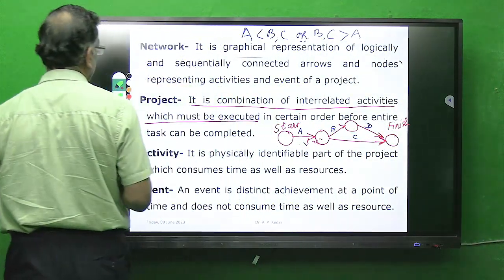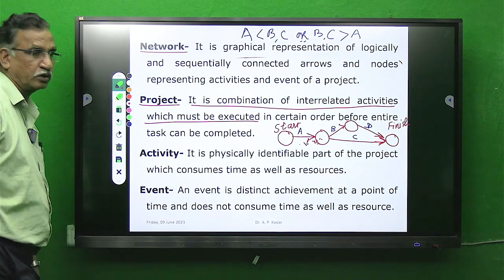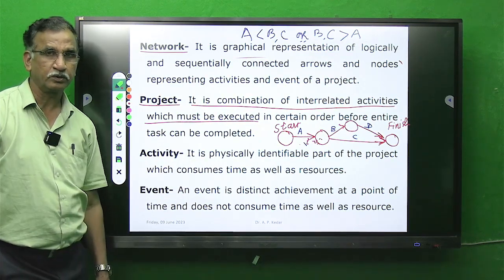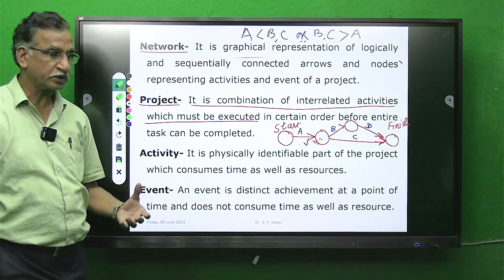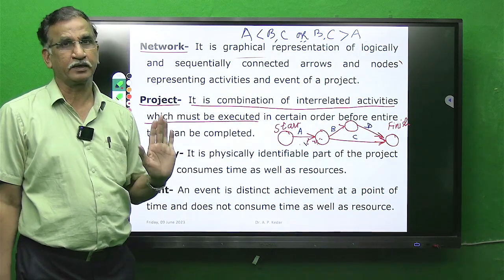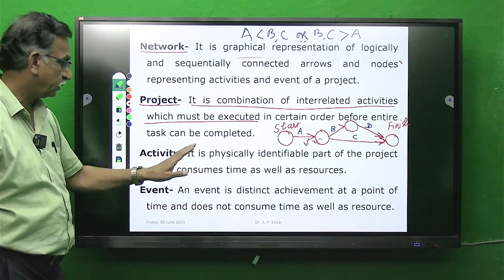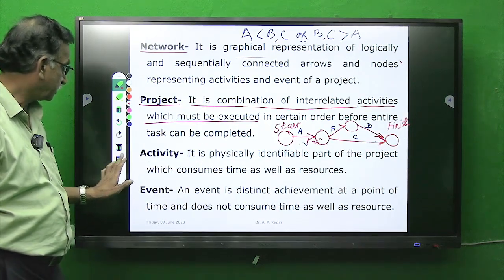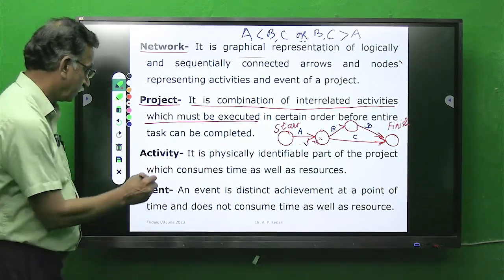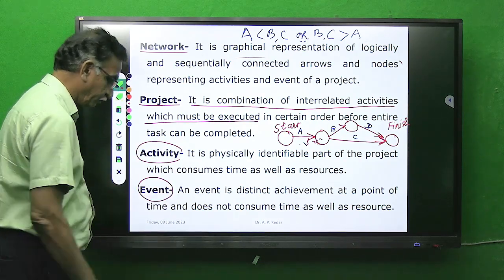So we have seen 2 definitions. What do we mean by network and what is project? Project is nothing but a combination of interrelated activities. Now let us consider these 2 things, activity and event.